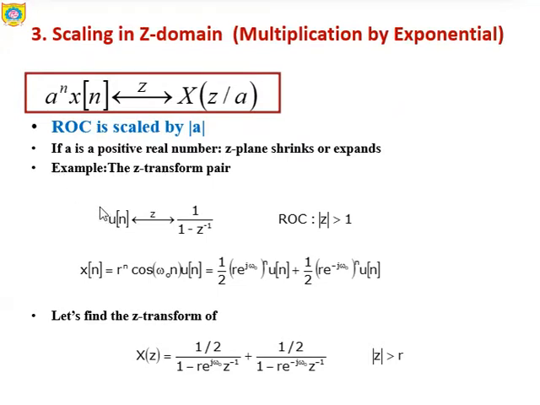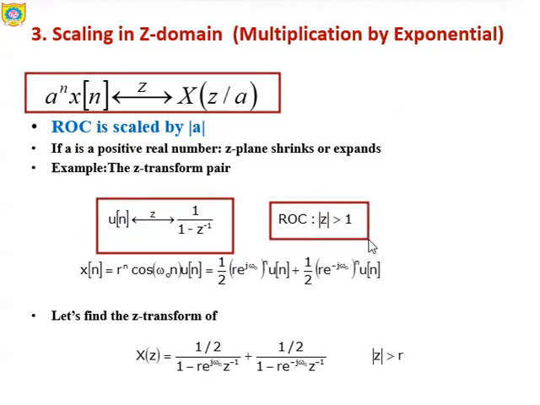Let's see an example for this one. Let's say u of n has the z transform 1 upon 1 minus z inverse. For a raised to n, here the value of a is, let's say, 1. So 1 raised to n will be 1. So obviously 1 upon 1 minus z inverse is the z transform for u of n. The ROC for this one is mod z greater than 1. Ultimately it will produce the desired expression. Let's proceed with additional examples for the verification of the scaling in the z domain.